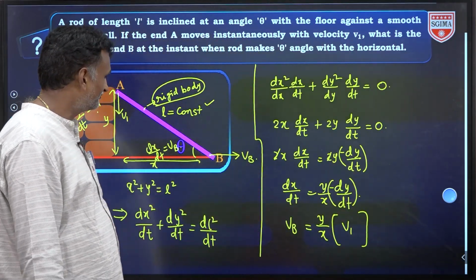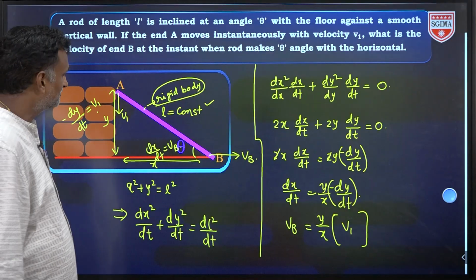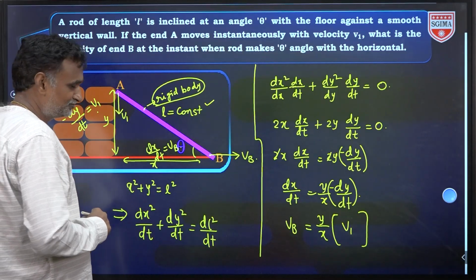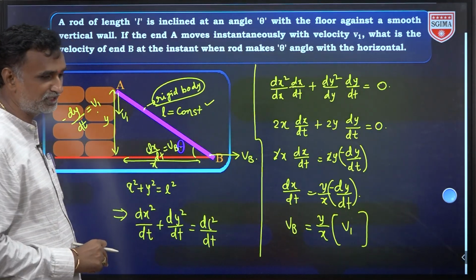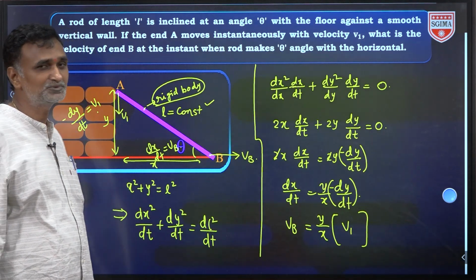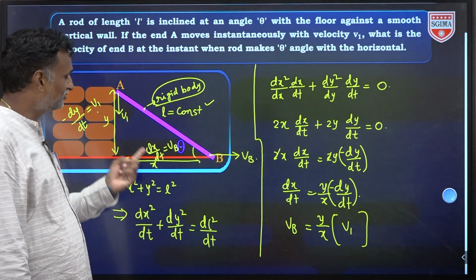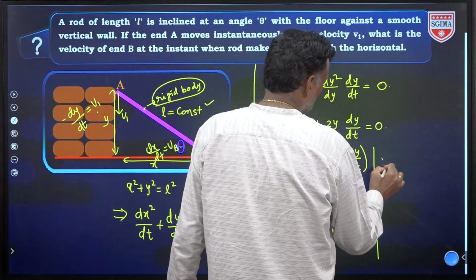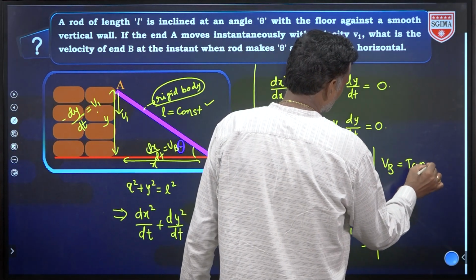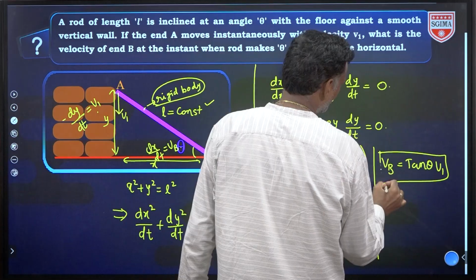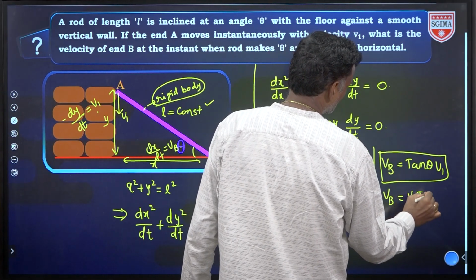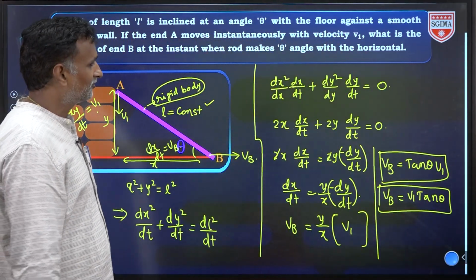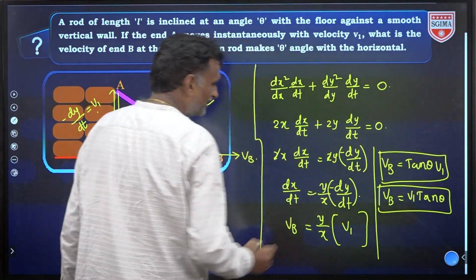Then y and x are not given, so we use the trigonometric ratio. y by x: y is the opposite side, x is the adjacent side. So, which ratio of trigonometry comes? Opposite by adjacent is tan theta. Tan theta equals y by x. So, simply we can replace it in this one: Vb equals tan theta times V1. Otherwise, Vb equals V1 tan theta. This is the answer. So, here the minus y we have taken as V1.